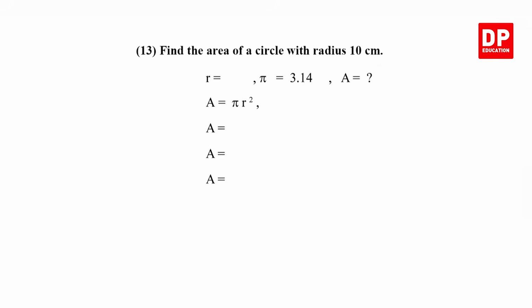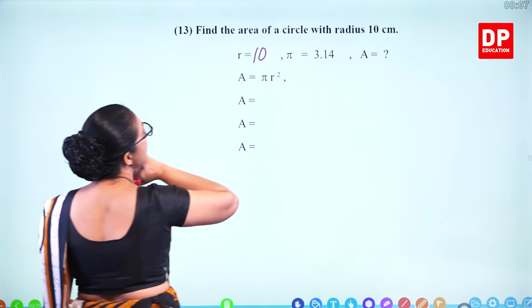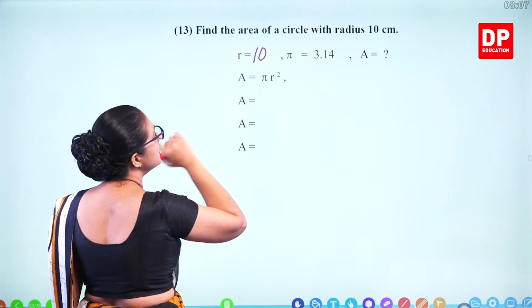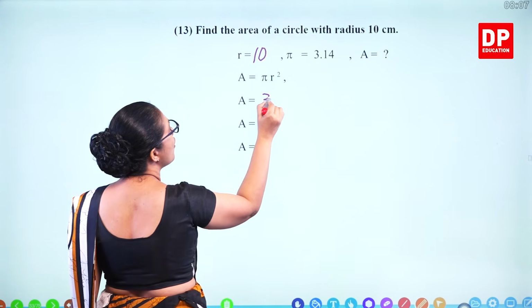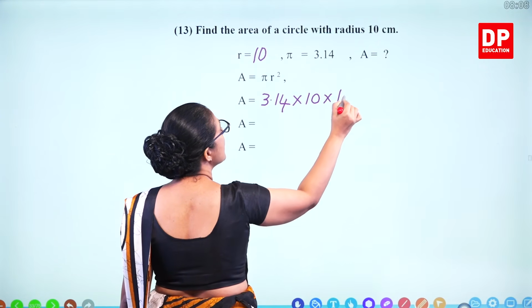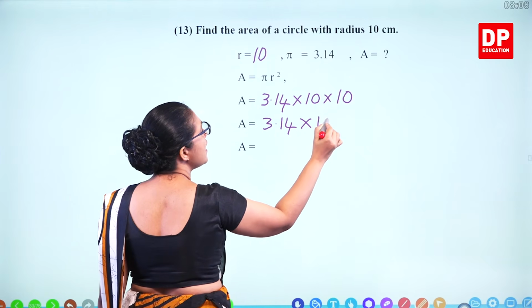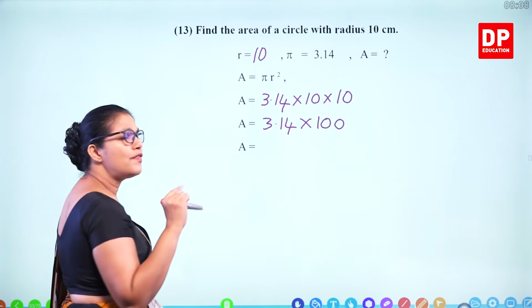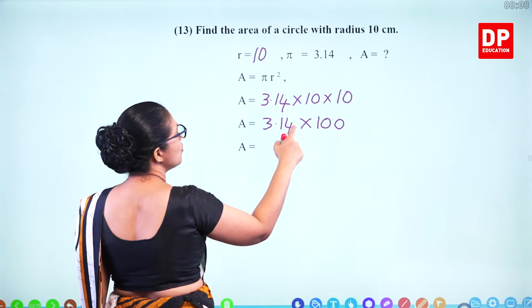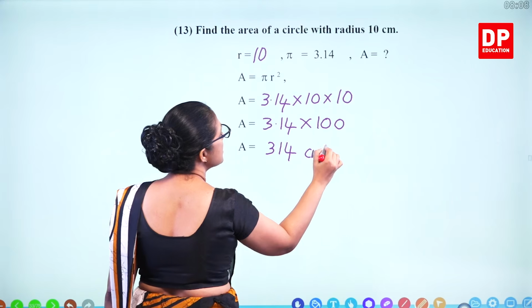Find the area of a circle with radius 10. Radius is 10. This time we'll take 3.14 as the pi value. So pi 3.14, radius is 10. 10 times 10. Now, can you see? This is just multiplied by 100. That means move the decimal place 2 places to the right. 1, 2. So 314 square centimeters.